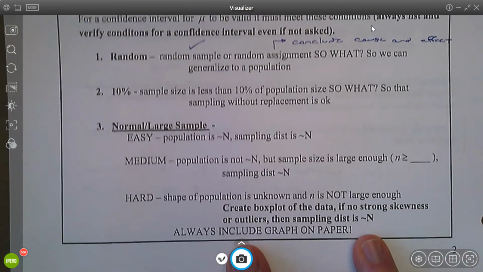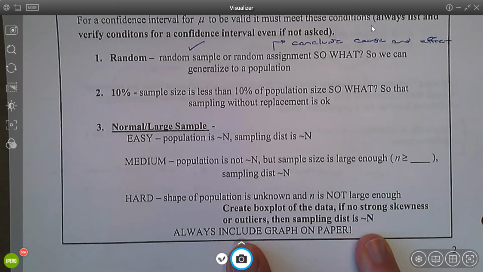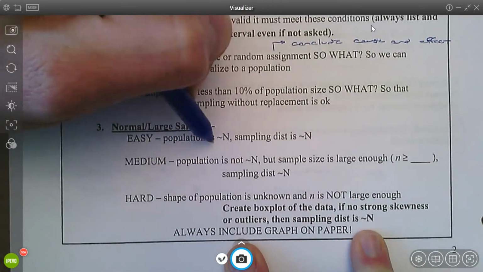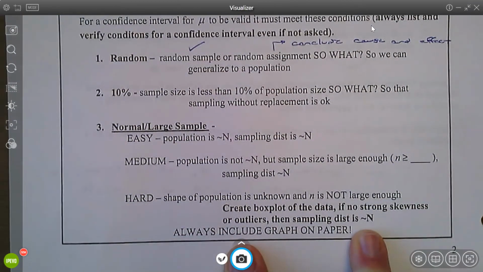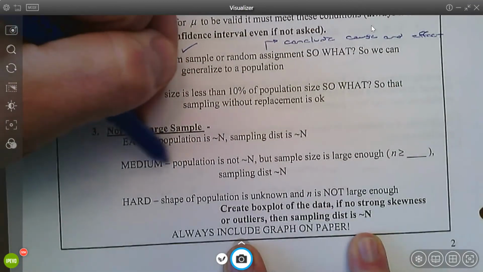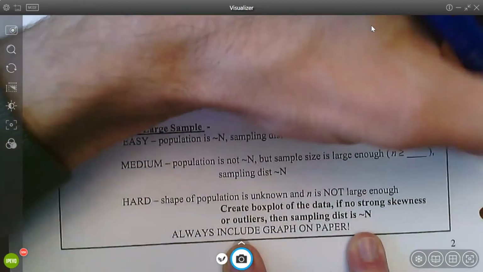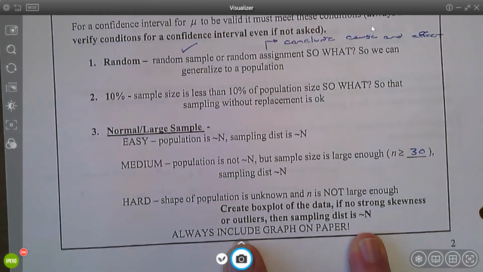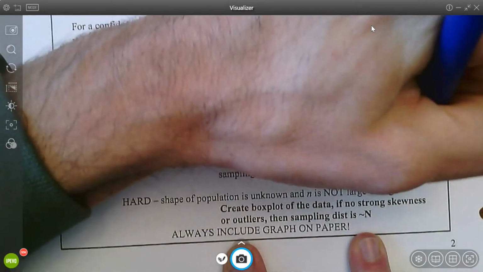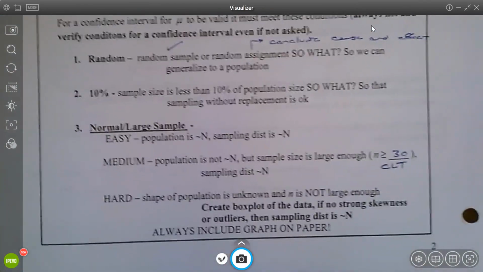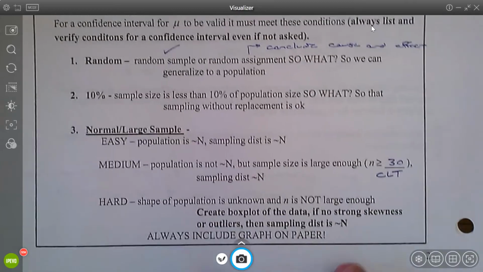The normal/large sample condition, there's 3 scenarios you can encounter. First scenario is they tell you the population is approximately normal. Great. Then the sampling distribution is approximately normal. The population is not approximately normal, but the sample size is large enough. We say greater than or equal to 30. That's our central limit theorem at play. That would mean the sampling distribution is approximately normal.